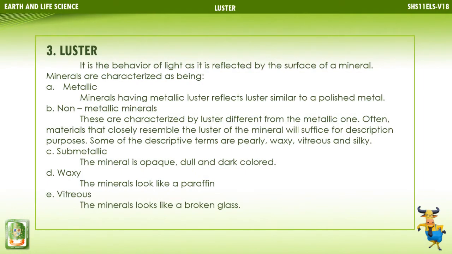Three, luster. It is the behavior of light as it is reflected by the surface of a mineral. A. Metallic minerals. Minerals having metallic luster reflect light similar to a polished metal. B. Non-metallic minerals. These are characterized by luster different from the metallic one. Often, materials that closely resemble the luster of the mineral will suffice for description purposes. Some of the descriptive terms are pearly, waxy, vitreous and silky.